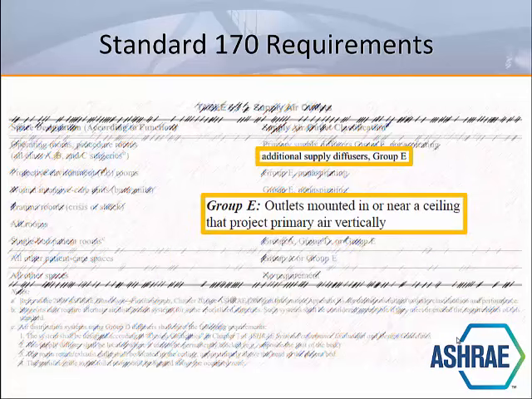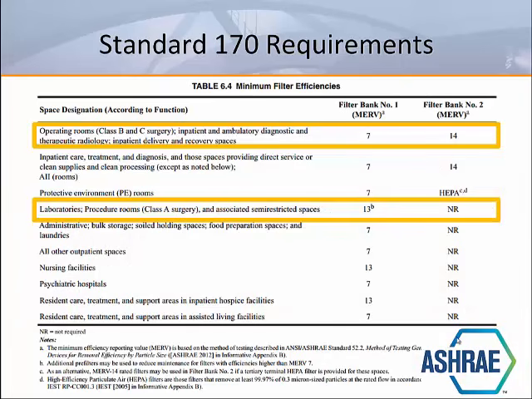170 allows for additional diffusers, which are Group E. These diffusers are mounted in or near the ceiling with a vertical throw pattern. The filtration requirements of Table 6F4 require at least one MERV 7 filter upstream of the cooling coil in the air handler, and at least a MERV 14 filter bank downstream of the cooling coil in the air handling unit.